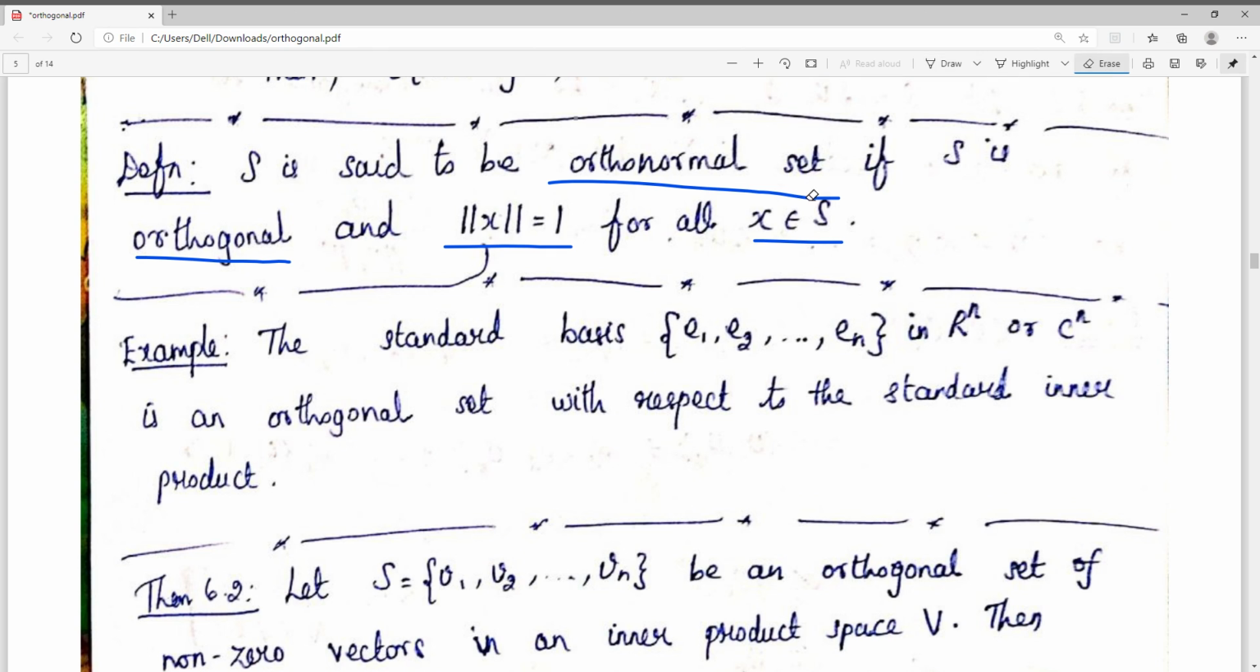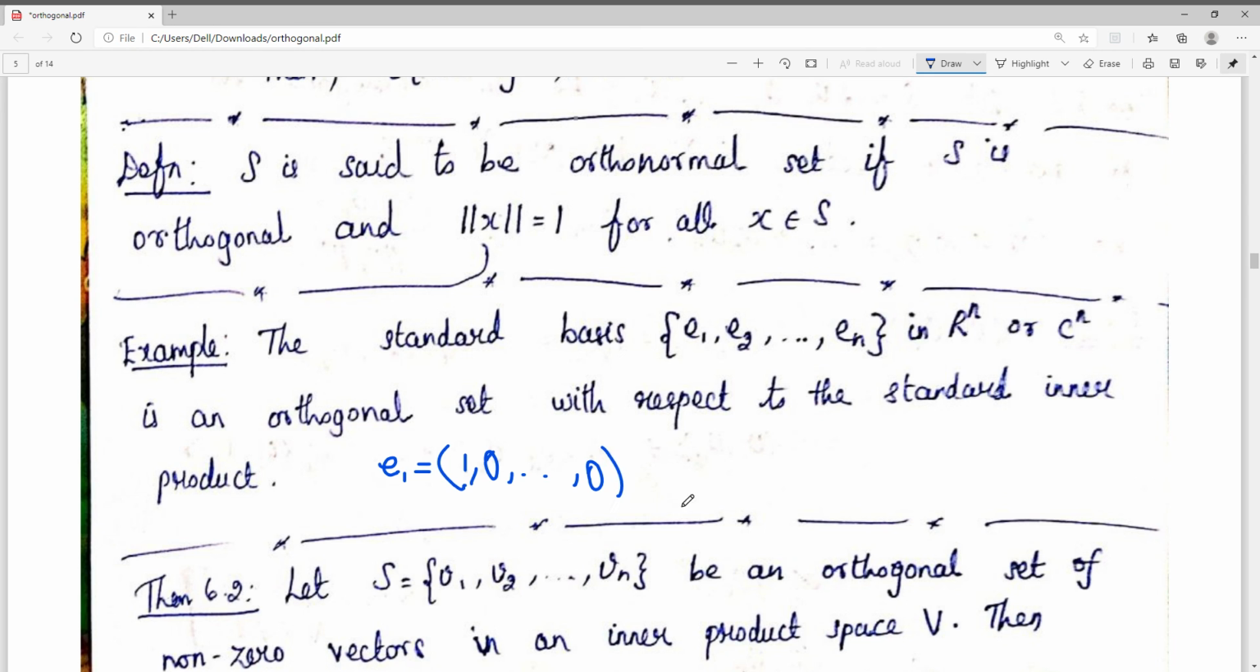Okay, now let's look at an example. The standard basis we know: E1, E2, etc., En in R power n, or C power n, which is clearly an orthogonal set with respect to the inner product, as well as an orthonormal set. Why? What is E1? E1 is equal to, taking it in R power n, 1, 0, etc., 0. Now if I take E2, what comes?